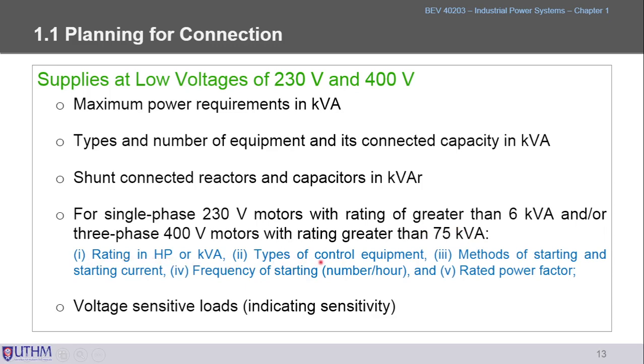Number two is the type of control equipment. So what sort of control equipment? Number three is the method of starting, and the starting current as well. So how many times the starting current is compared to the nominal current. The fourth one is the frequency of starting. That means how frequently you start your motor. So let's say two times per hour, three times per hour, and so on.